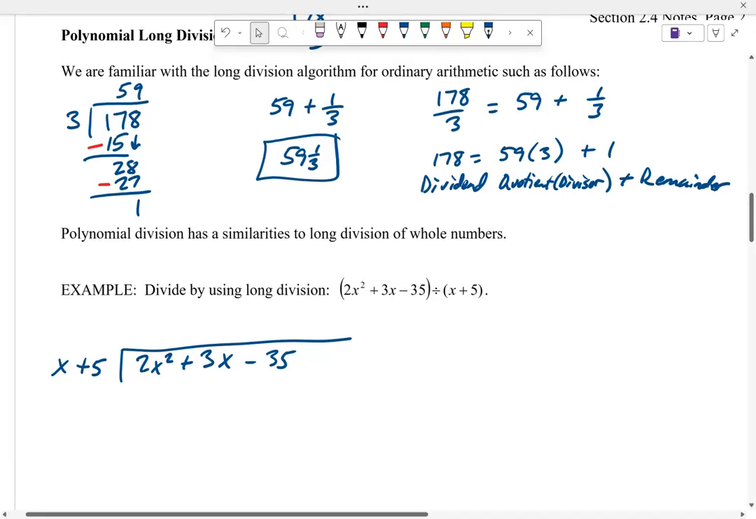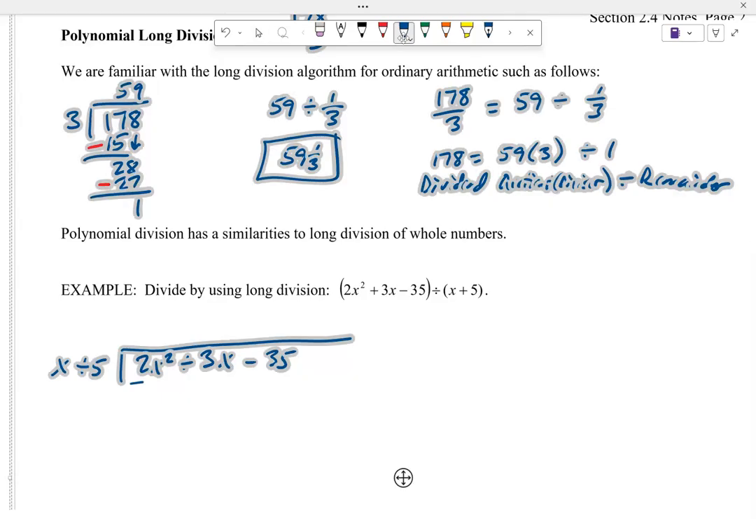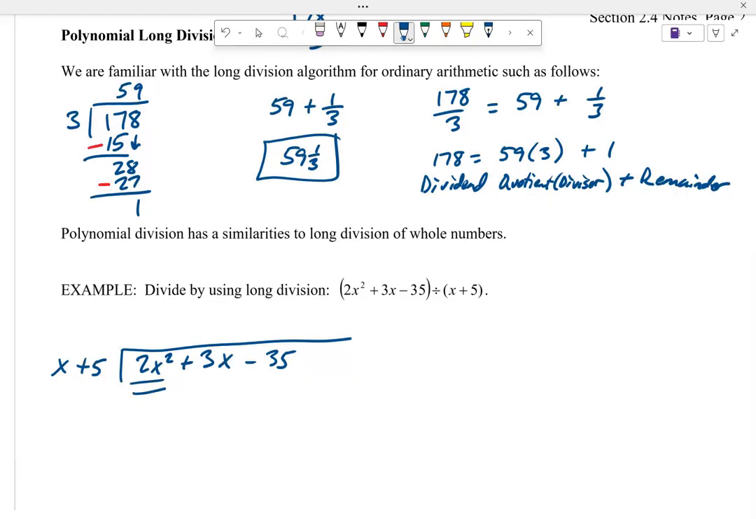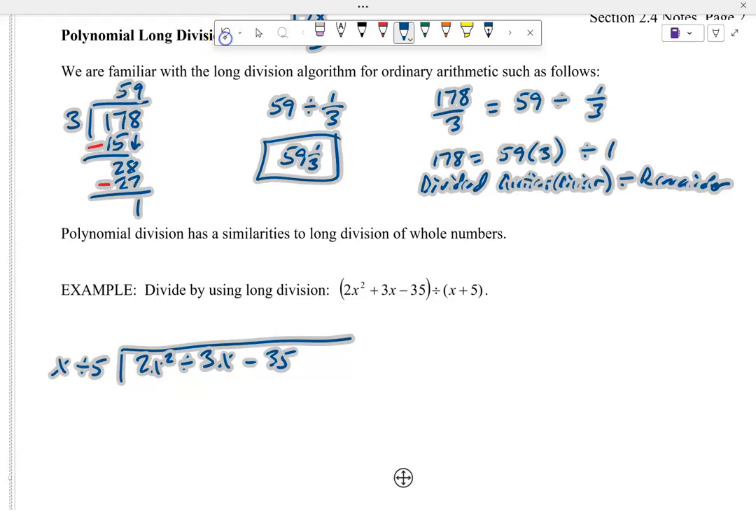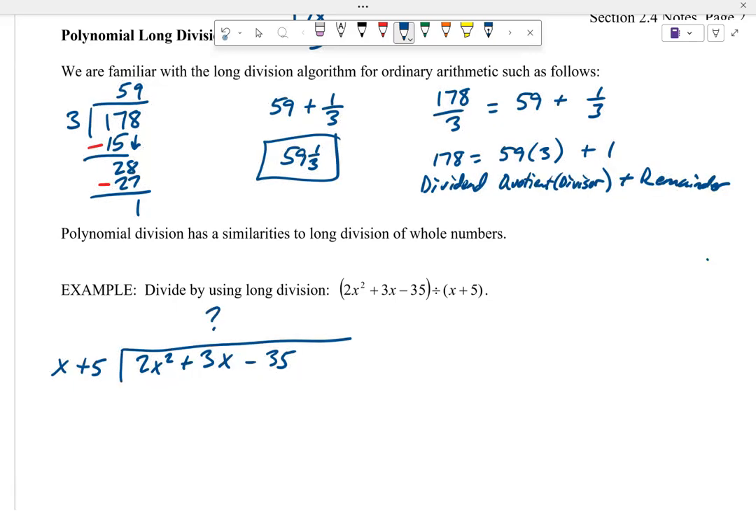All right, let's do this process. I'm looking at this 2x squared, and I want to try and match that. x goes into 2x squared how many times? I like to think about it as what times x gives me 2x squared. If you want to go backwards, you can just divide, and it gives you 2x. But again, I like to say, what times x gives me 2x squared? That's got to be 2x. And notice I put it over the same degree. That's just for helping me line this up.